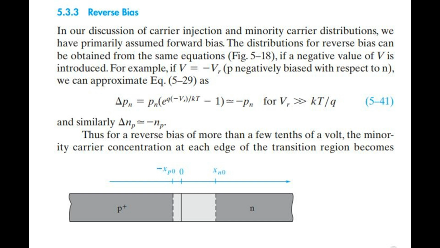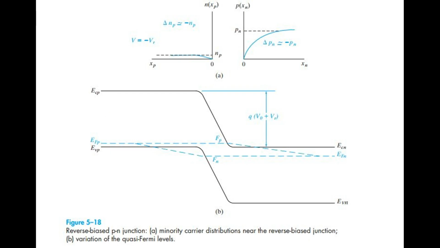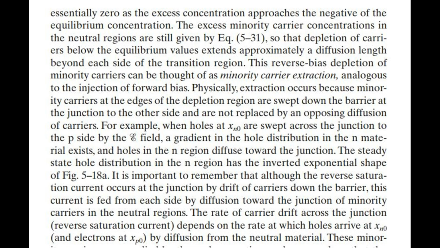Thus for a reverse bias of more than a few tenths of a volt, the minority carrier concentration at each edge of the transition region becomes essentially zero as the excess concentration approaches the negative of the equilibrium concentration. The excess minority carrier concentrations in the neutral regions are still given by EQ 5-31, so that depletion of carriers below the equilibrium values extends approximately a diffusion length beyond each side of the transition region.